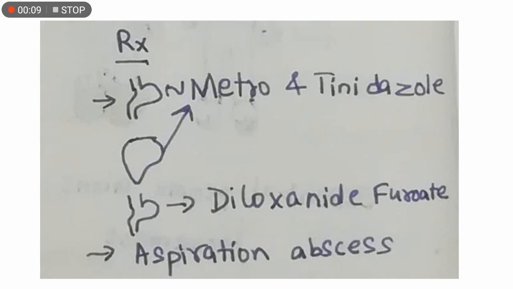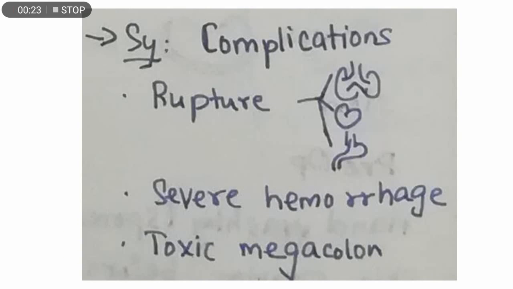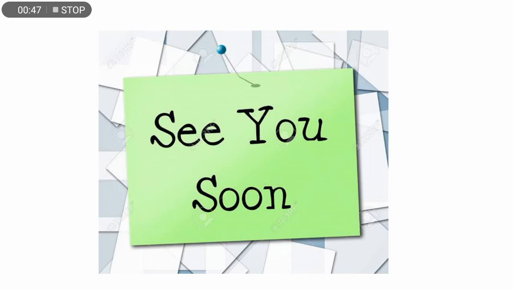Metronidazole and tinidazole will take care of the hepatic parasites, whereas the gastrointestinal parasite can be cured by diloxanide furoate. Aspiration of the abscess should also be done, because an abscess should always be drained. Surgery is reserved only for complications, which means the main treatment for abscess is going to be medical rather than surgical. So we reserve it for complications like rupture, severe hemorrhage, and toxic megacolon. If it ruptures, it enters either the pleural cavity, the pericardial cavity, or the peritoneal cavity, which is a complication.